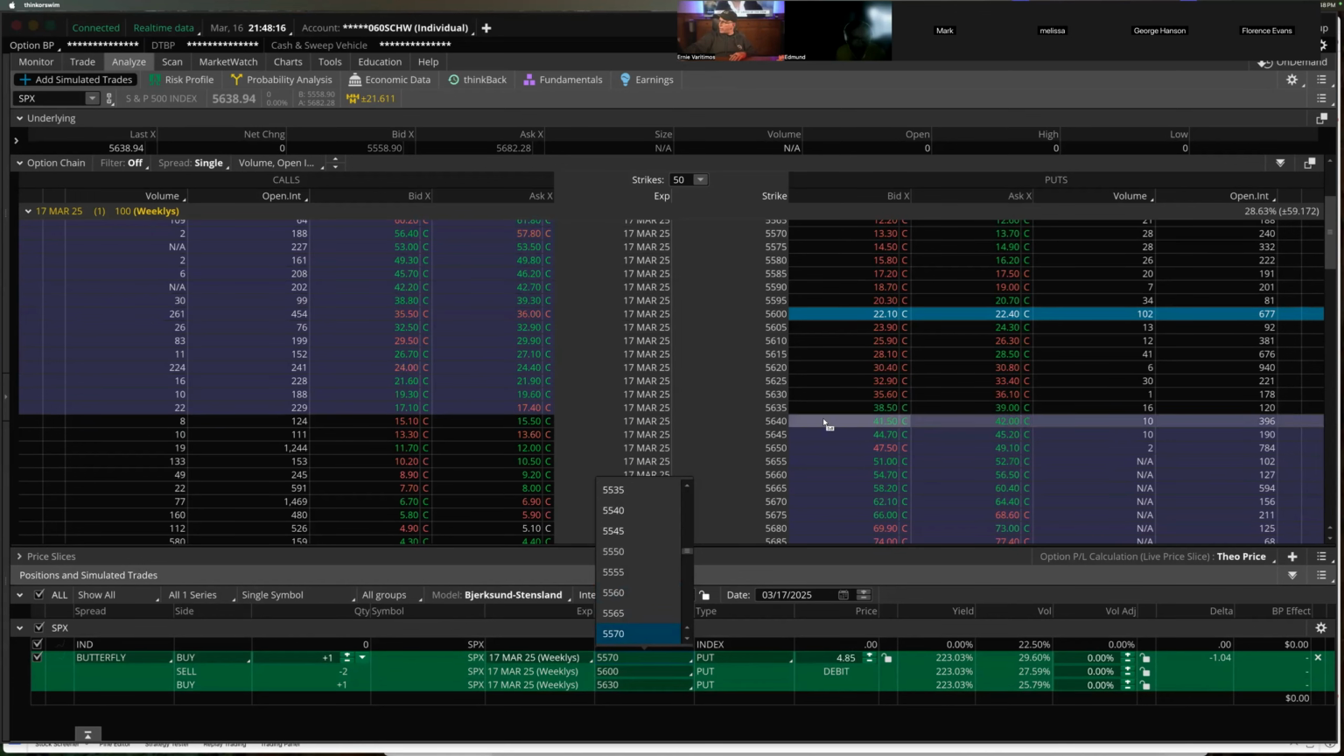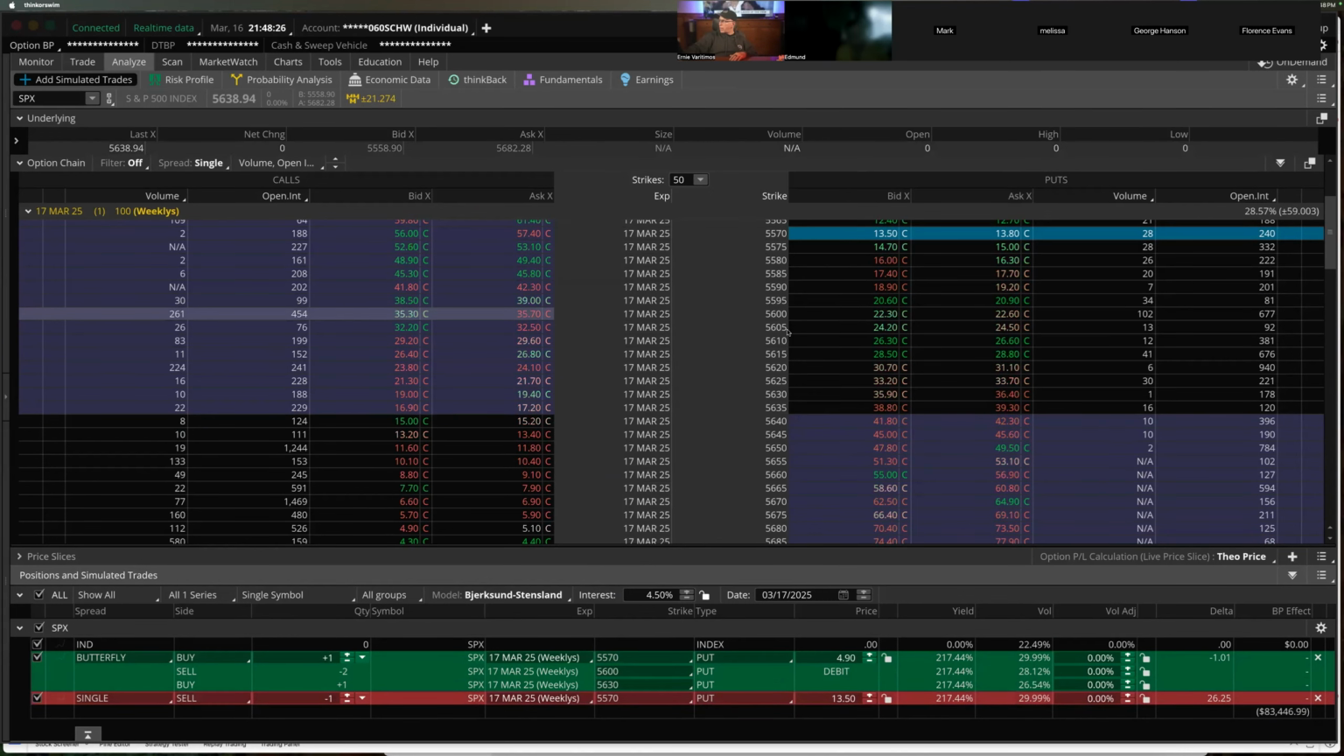So the market's right here. That means that I need to move this whole fly. Right now the market is priced right here. It's always right at the intersection of this dark and purple line. I just placed this fly with the center strike at 5600 and then one of the strikes at 5630 right here, and then the other strike at 5570. So there's the fly right there.